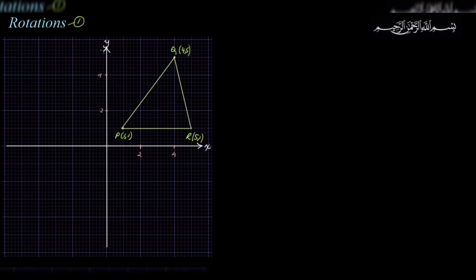Whenever we are rotating an image, we have to know two things. We have to know the center of rotation, that is the point about which we are rotating. And secondly, we have to know the angle of rotation. So anytime we are rotating an object, we have to know the center of rotation, the point about which we are rotating an object, and we have to know how many degrees we are rotating.